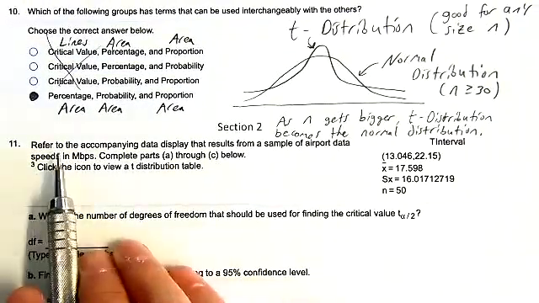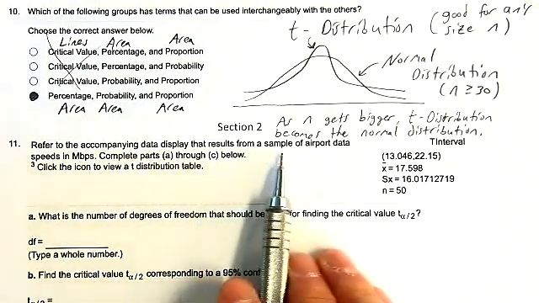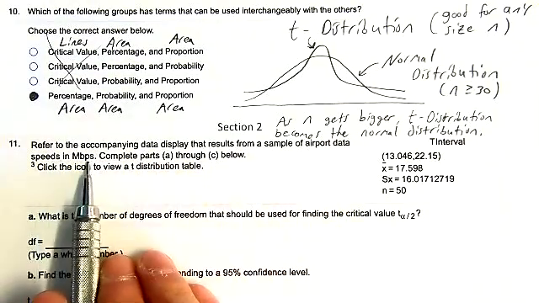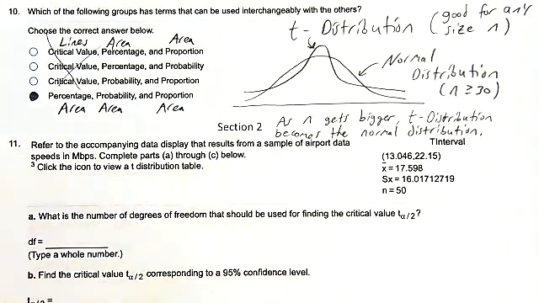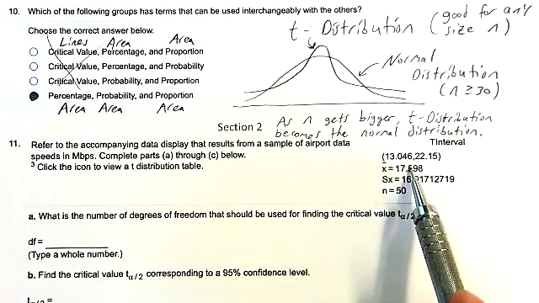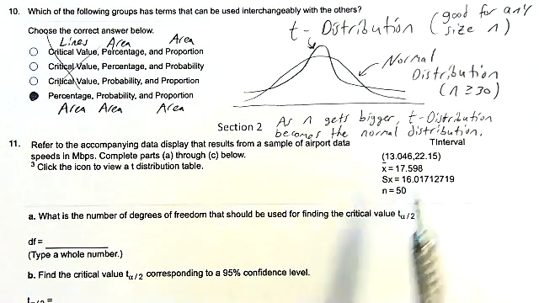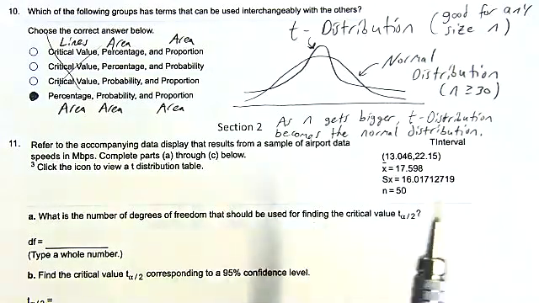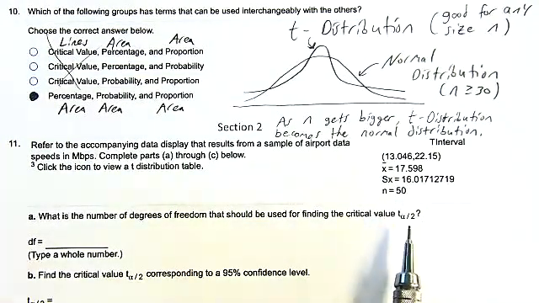Okay, so let's look at 11. Refer to the accompanying data display that results from a sample of airport data speeds in megabits per second. Complete parts A through C. So they give us the confidence interval, the mean speed in megabits per second, the standard deviation of the sample data, and they tell us there were 50 data values. So n is 50. Even though n is 50, they still want us to use the T distribution, which is fine. It doesn't hurt that if we have more than 30, we can still use the T distribution. It's good for any sample size.